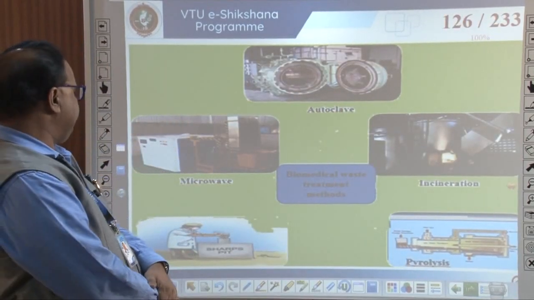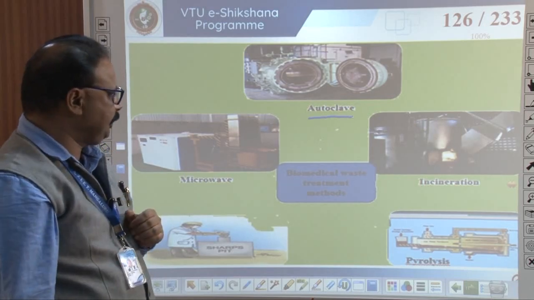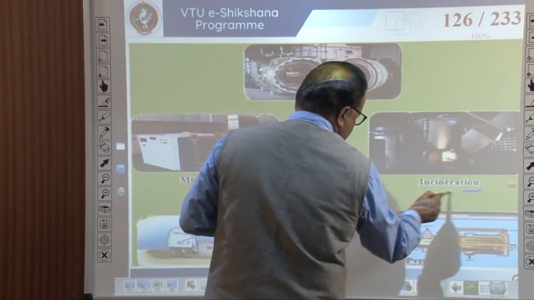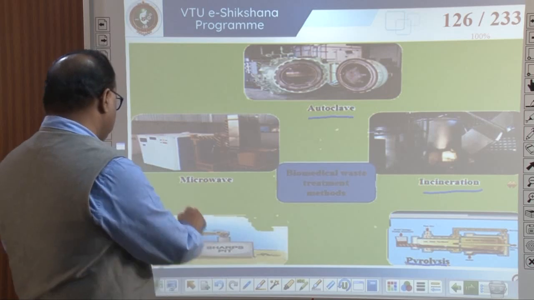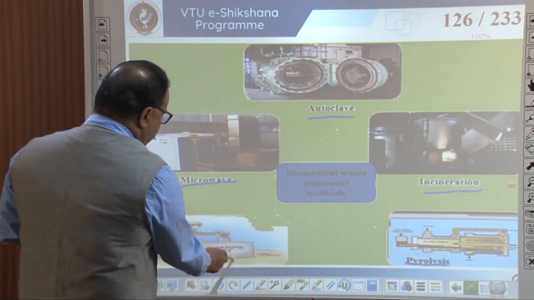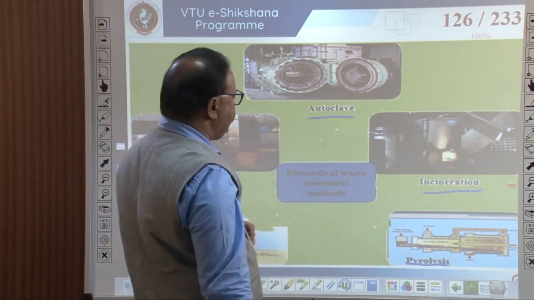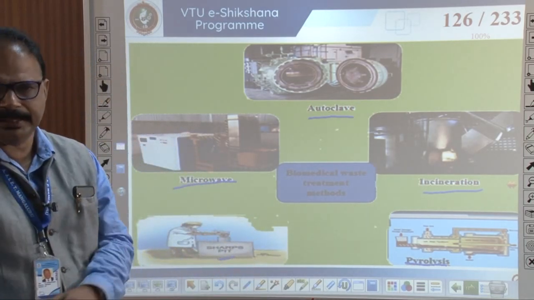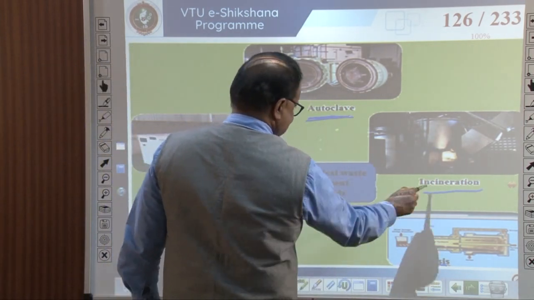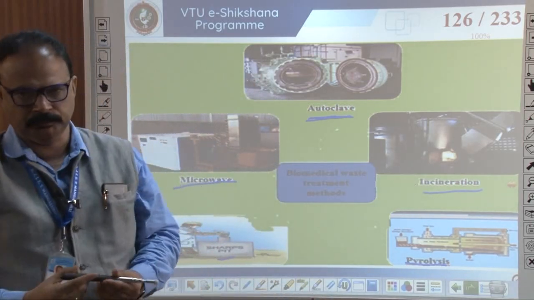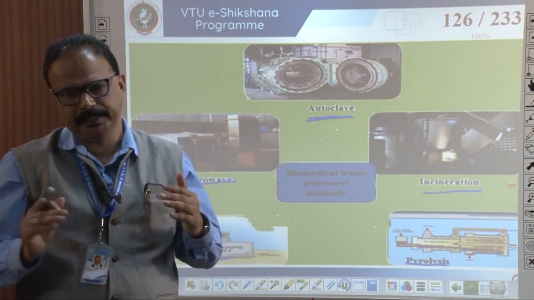These are the treatment processes. Autoclaving, as I told. Incineration is the burning process, pyrolysis is one category, microwaves another category, and sharp pits are autoclaved. This is the treatment process of the medical waste. Autoclaving is at a lower temperature, done for some of the waste. Incineration is the burning process: at high temperature we burn the waste and ashes will come.